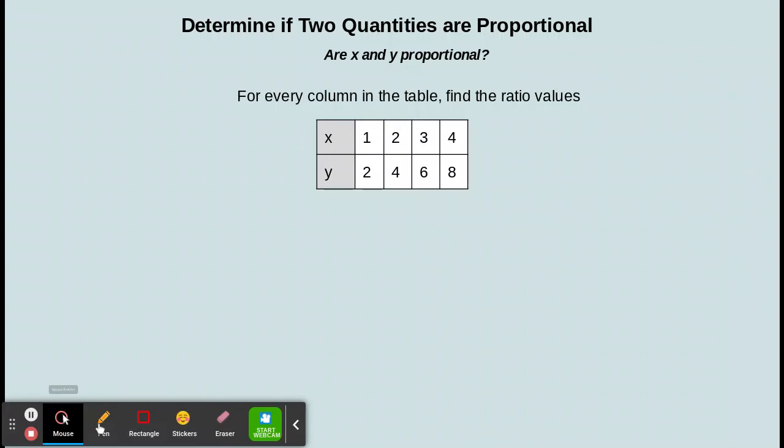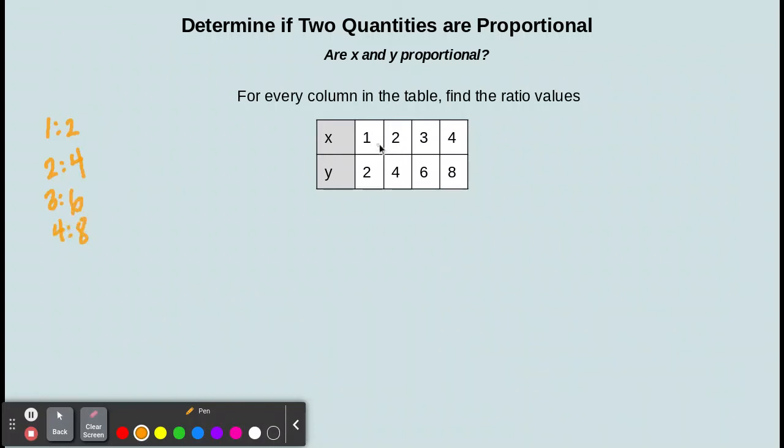So for instance, this first column is saying 1 to 2. Second column is saying 2 to 4. Third is saying 3 to 6. And the last one is saying 4 to 8. Those are the ratios that they're representing, right?